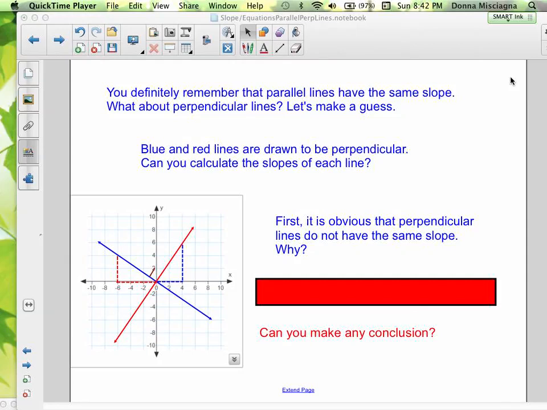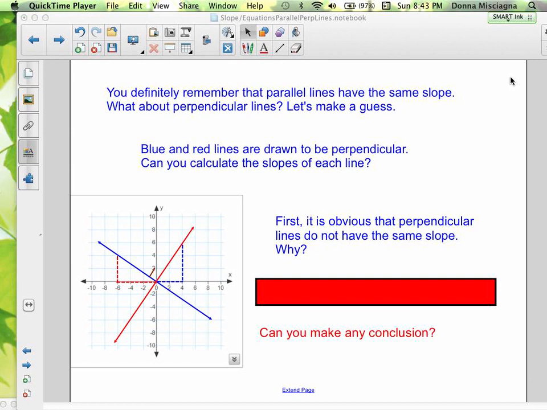All right, so let's take a look at perpendicular lines. You definitely remember that parallel lines have the same slope. What about perpendicular lines? Well, make a guess, and I'm not going to write anything down. Make a guess at what the relationship might be for perpendicular lines, and think about the podcast I just did. So this blue and red lines, these two lines here, are drawn to be perpendicular. Can you calculate the slopes of each?